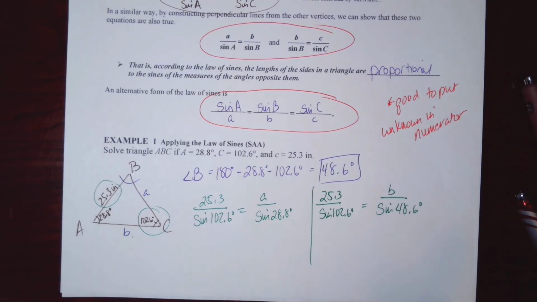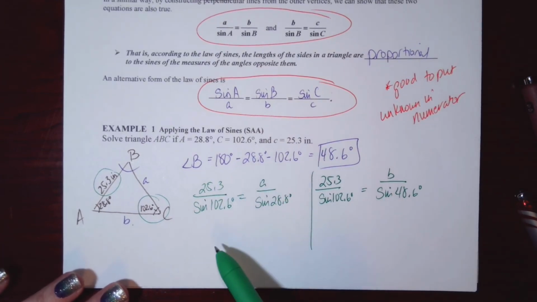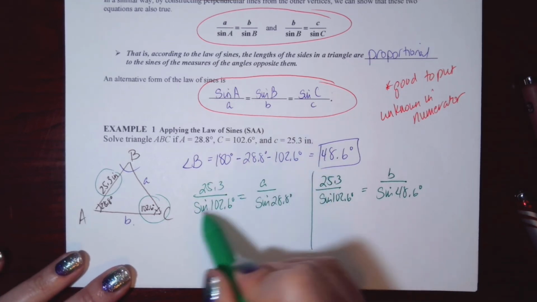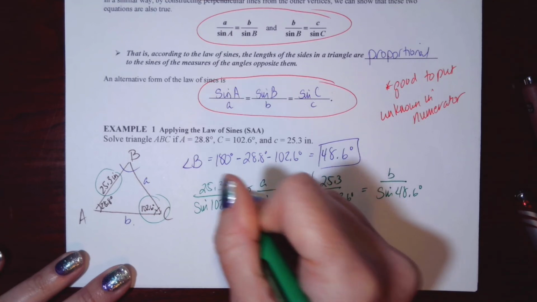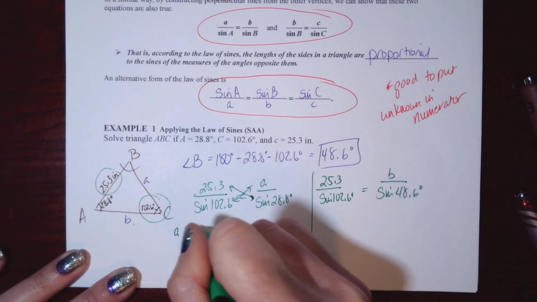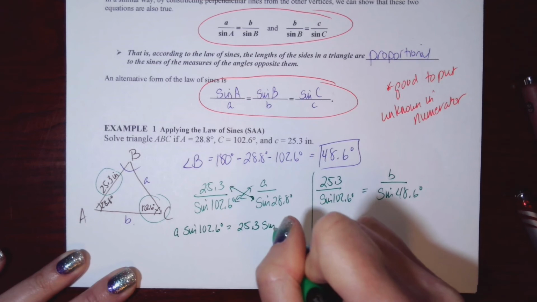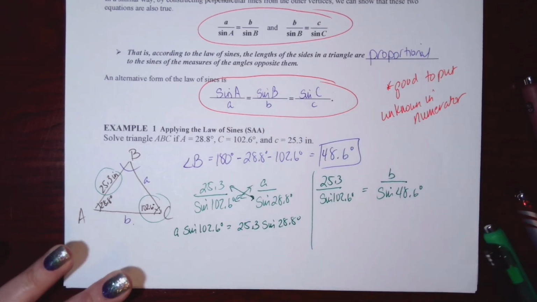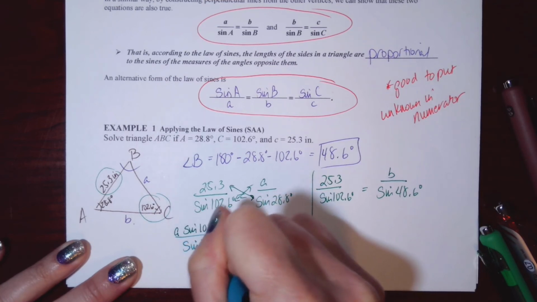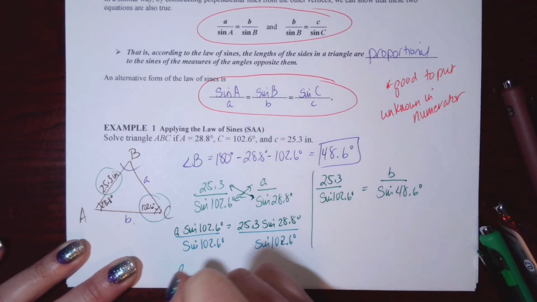All right. Now, solve using cross products. Well, this is a proportion. I solve it using cross products, so I multiply the numerator on one side by the denominator on the other. So I get A times sine of 102.6 degrees is equal to 25.3 times the sine of 28.8 degrees. And then to finish solving, I'm going to divide out this value of sine, and I will solve for A.